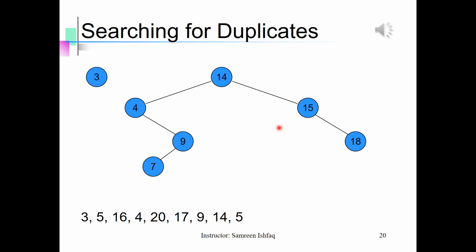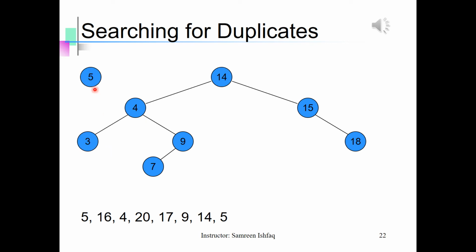The next element is 3. 3 is less than 14. We compare 3 with node 4. 3 is less than node 4. The left subtree of node 4 is empty, so we're going to add 3 as the left child of node 4.